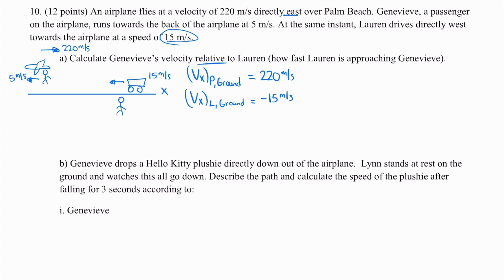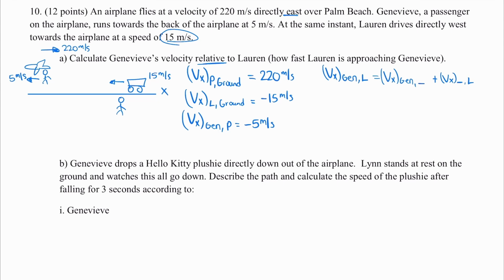Now let's talk about Genevieve. The velocity of, I'm going to put Gen for Genevieve, relative to the plane is just -5 meters per second. The question wants us to calculate the velocity of Genevieve relative to Lauren. So I know the structure of the relative velocity formula. My first one needs to begin with Genevieve and I have my blank, plus this other speed that's going to have a blank and it must end with Lauren.